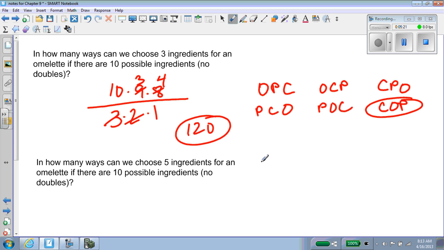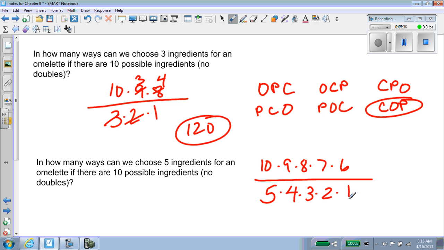How many ways can we choose 5 ingredients for an omelet if there are 10 possible ingredients and no doubles? Well, any one of the 10, 9, 8, 7, 6, right? That's 5 ingredients. But again, the order in which the chef puts them in there doesn't matter. So he could throw in any one of the 5, 4, 3, 2, 1. Let's see, 3, 2, 1 is 6. 4 with 8 is 2. 5 with 10 is 2.